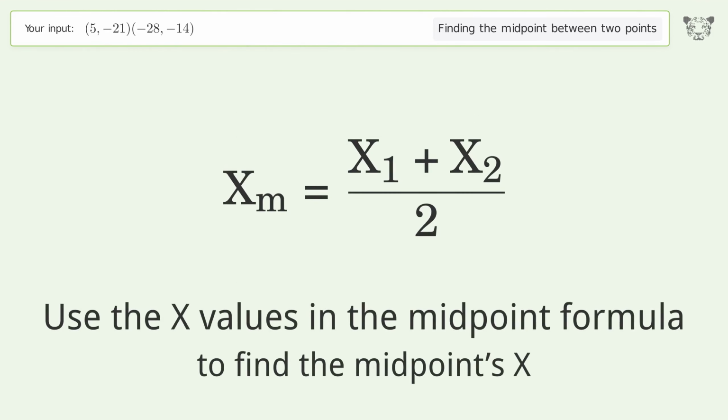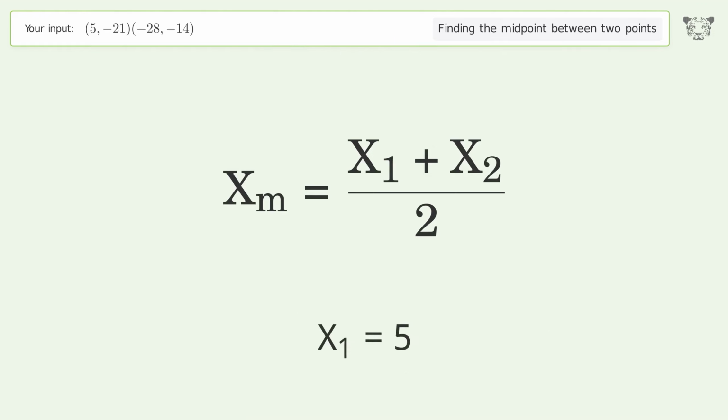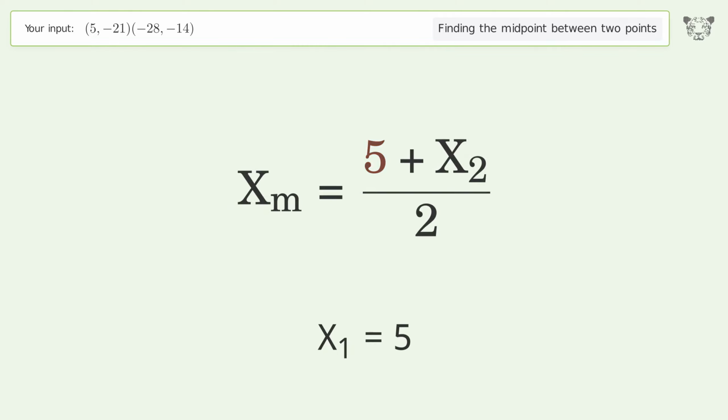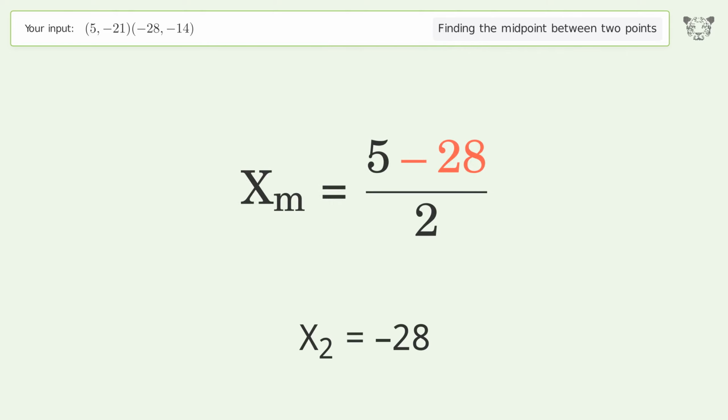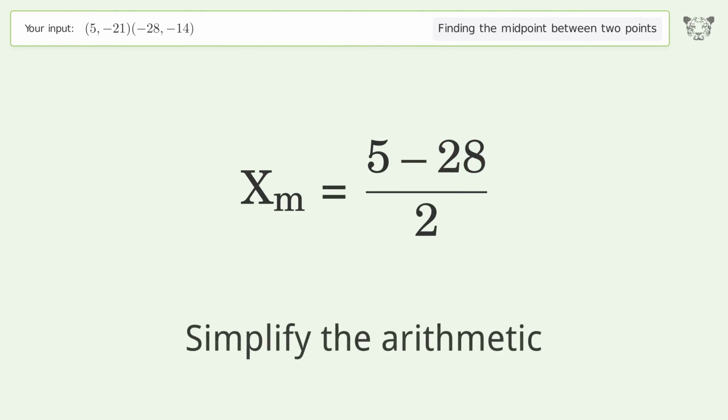Use the x values in the midpoint formula to find the midpoint's x. x1 equals 5. x2 equals -28. Simplify the arithmetic.